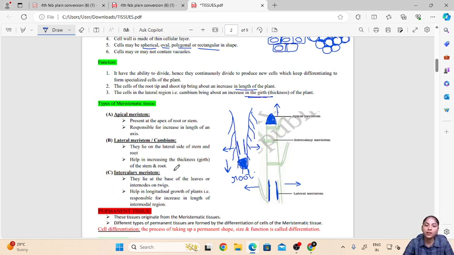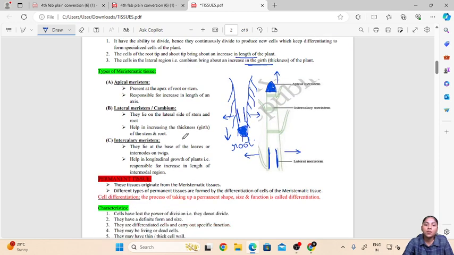Then intercalary meristem. Intercalary meristem lie at the base of the leaves or internodes of the twigs. Now these are the intercalary meristem. They lie at the base of the leaves or internodes of the twigs. These will help in the longitudinal growth of the plant. That is, they are responsible for the increase in length of the internodal region.